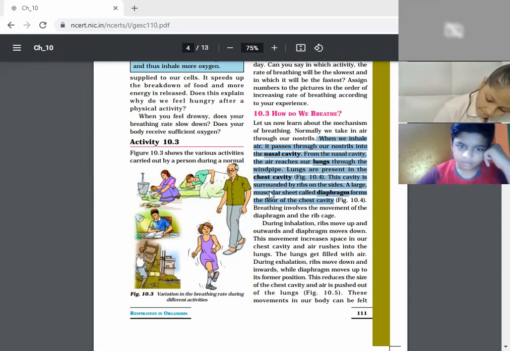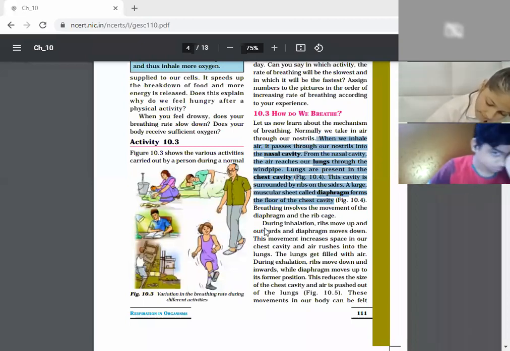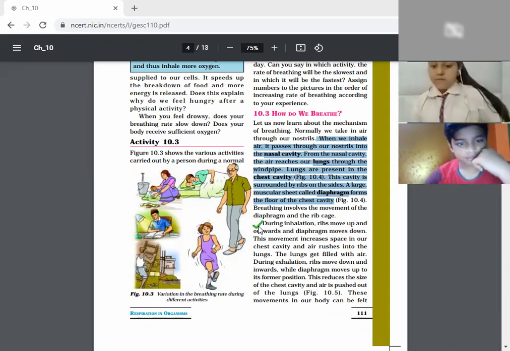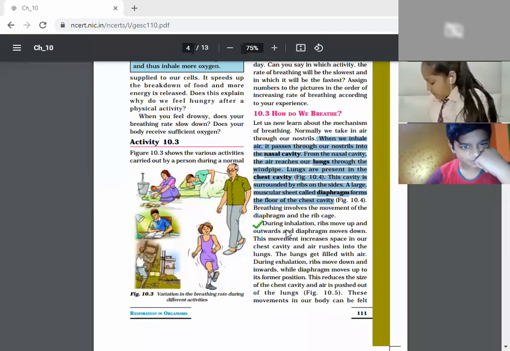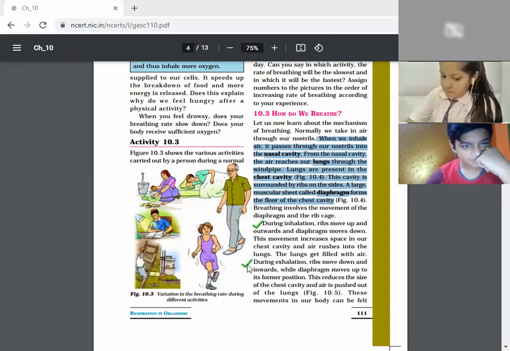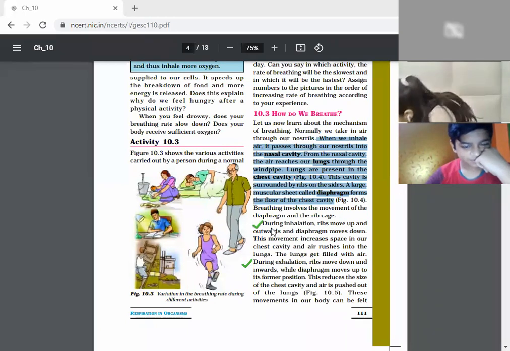Okay, beta. So this is just the setting of our respiratory system: air enters through the nostrils, and after that it reaches the lungs. Lungs are present in the chest cavity. The chest cavity is surrounded by ribs, and a large muscular sheet is there, which is known as the diaphragm. Now, children, kindly mark this paragraph. We have to note what happens during inhalation and what happens during exhalation. You can also do it with me.